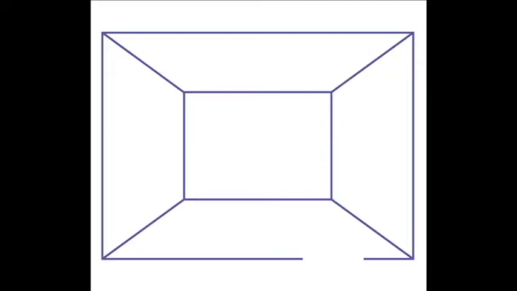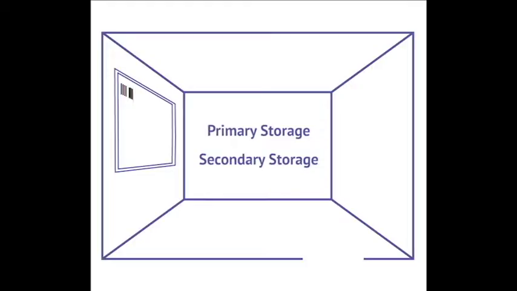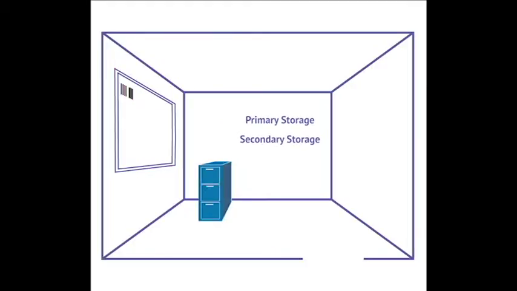Once inside the room, our computer will need somewhere to store that incoming data. Our computer stores data in 2 ways. There's the primary storage and secondary storage. For our analogy, primary storage will be represented by a whiteboard, and the secondary storage by a filing cabinet.